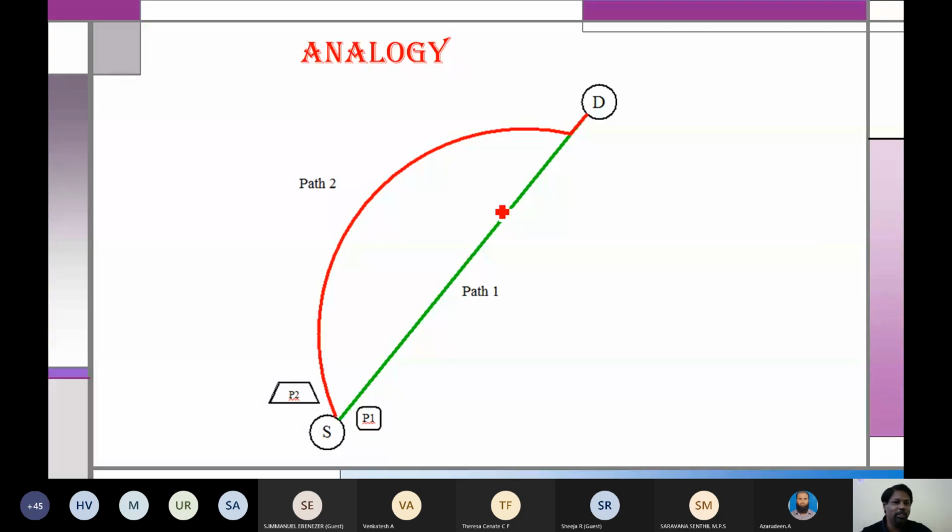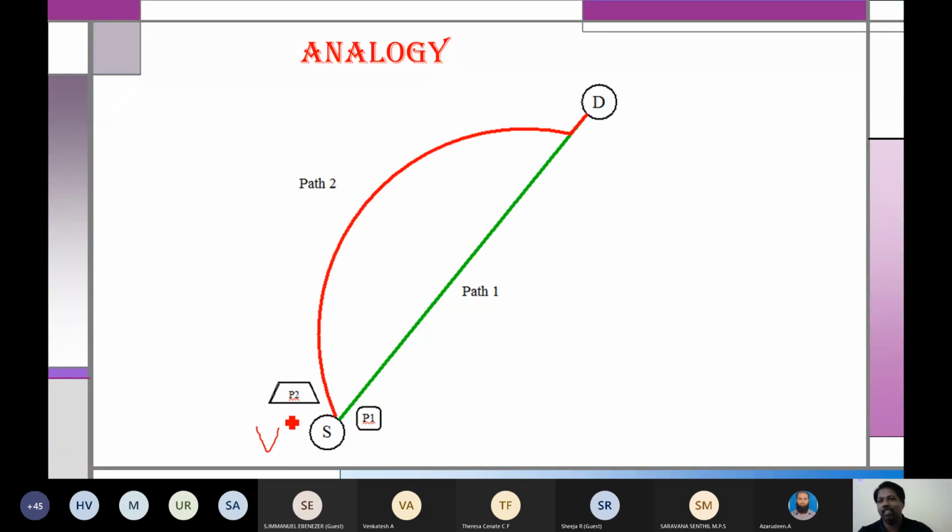Right. Now, I hope you understood what stigmergy is: indirect communication. But before going into ant colony optimization, let me tell you one analogy which will tell you what exactly ACO is and how it works. When you are telling an analogy, mostly it will be a very past story. So assume that I have a source and destination.